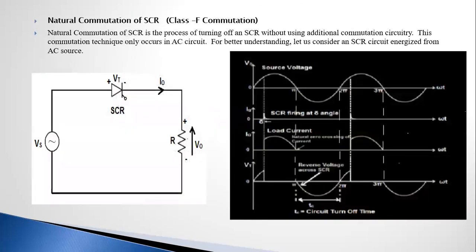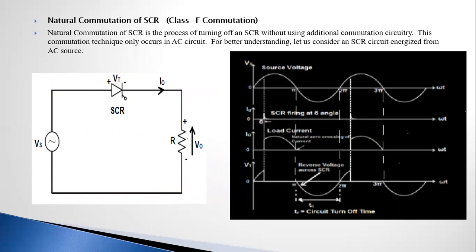So first, let us discuss the meaning of natural commutation of SCR, which is also known as class F commutation. In the circuit diagram you can see here, the SCR is connected with a supply source and one load resistance, and in that process we can see how the thyristor turns off.